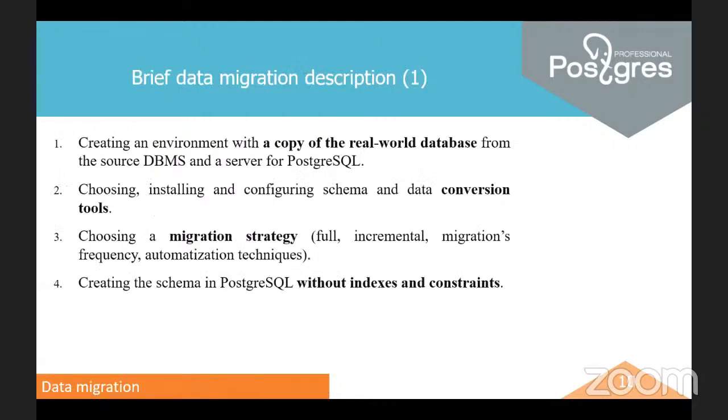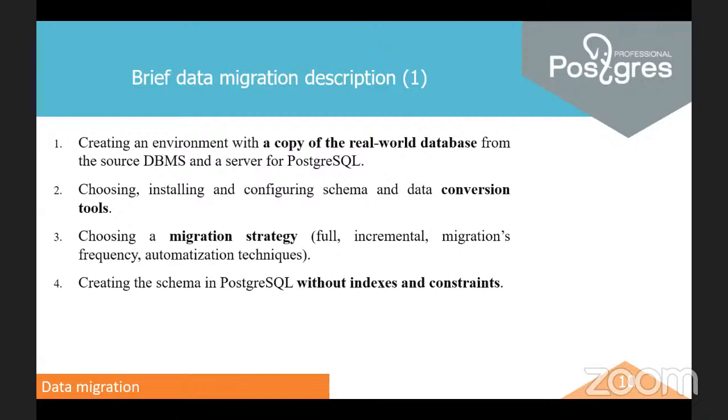Okay, let's have a look at a brief data migration description. First, it's required to create an environment with a copy of the real-world database from the source database management system and a server for Postgres as well. It's essential because in many cases, I have encountered that the partial transfer won't show all kinds of mistakes that could occur during the real-world data migration. So it's essential to have a copy. A real copy. The second step is to choose, install, and configure schema and data conversion tools. They can be open source, maybe non-free, or perhaps you'll write them by yourself, who knows. The third step is to choose a migration strategy and decide whether it should be incremental, what will be its run frequency, automatization approaches, etc.